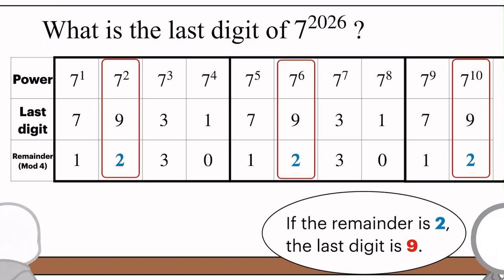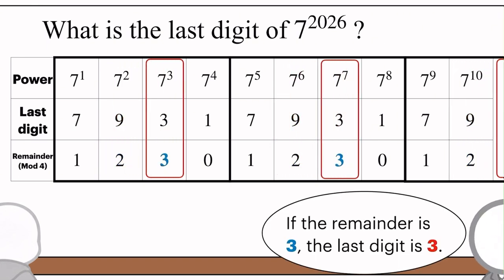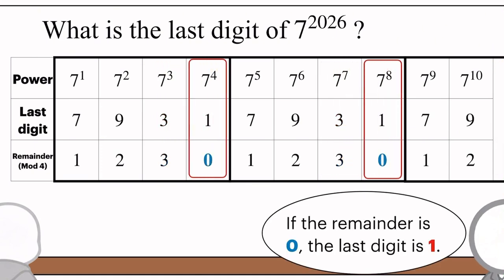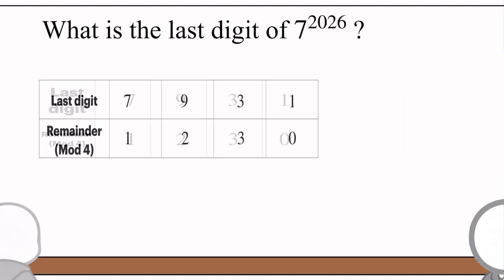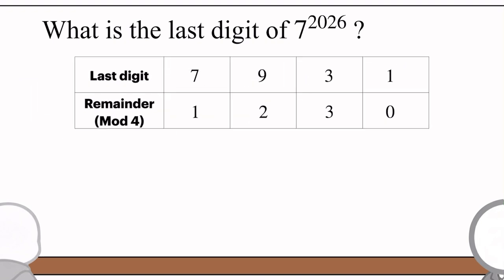If the remainder is 2, the last digit is 9. If the remainder is 3, the last digit is 3. If the remainder is 0, the last digit is 1. I've summarized this in a table. It shows the remainder when we divide the exponent by 4 and the corresponding last digit.